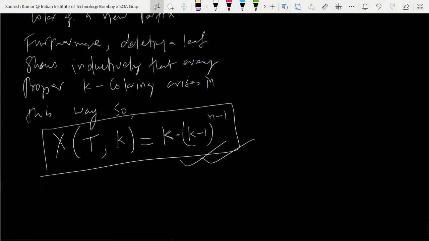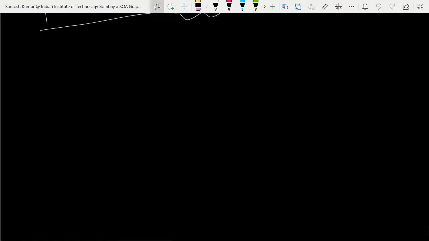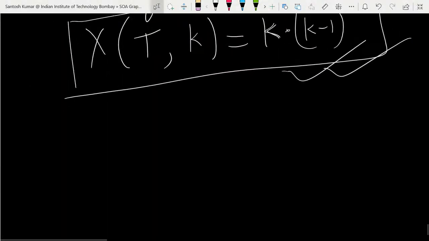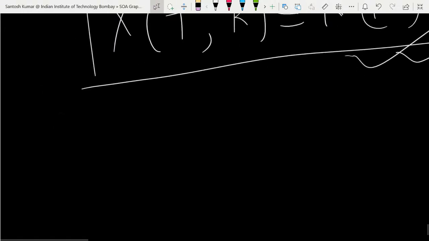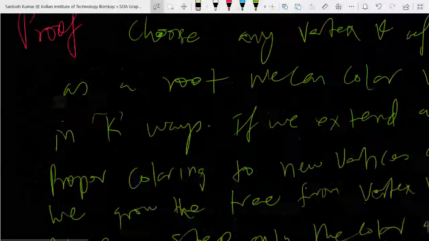So actually, this may create some problem. For every graph, doing it this way may be a time-taking, complicated thing. So we have another way also, and we would like to discuss that way too. So let me write.